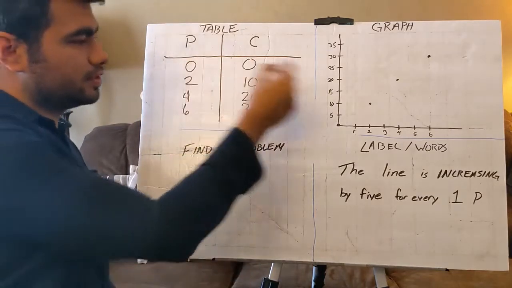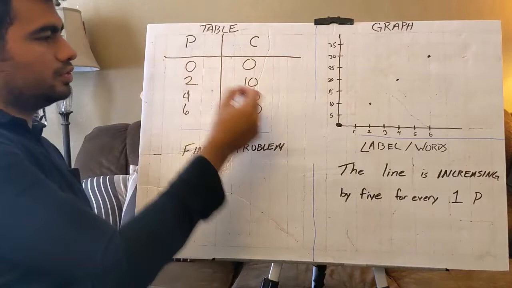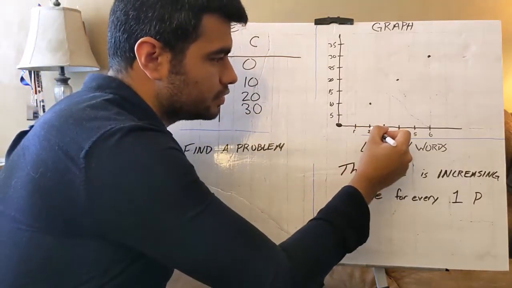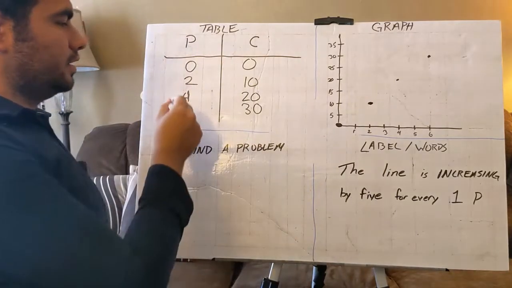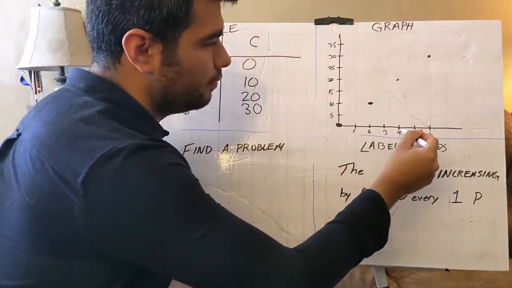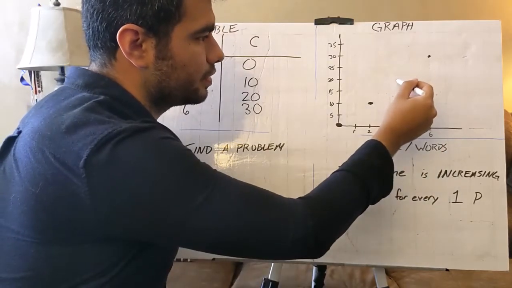So for 0, 0, I plotted that right here. For 2, 10, I went over 2 and then up to where my 10 is. Plot that right there. For 4, I went over 4. Remember, the first number you always go over and then you go up.